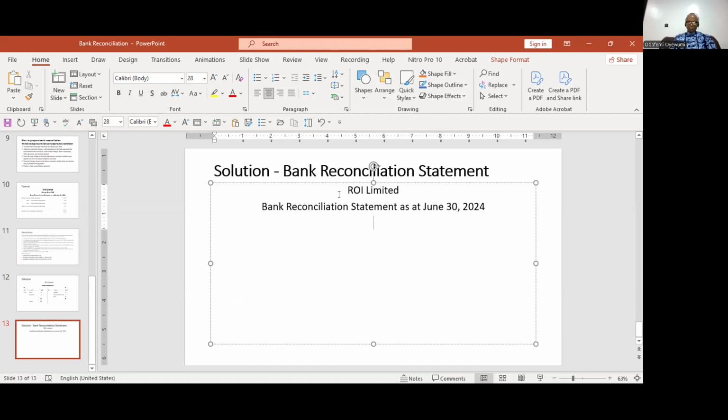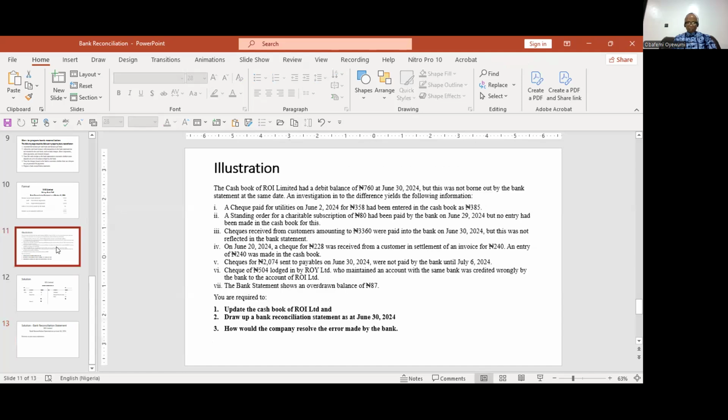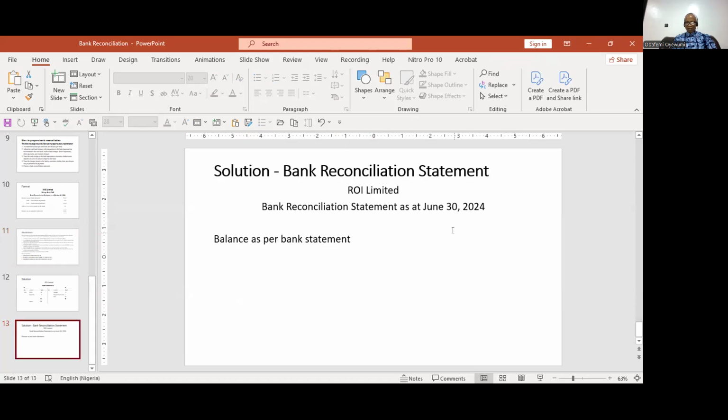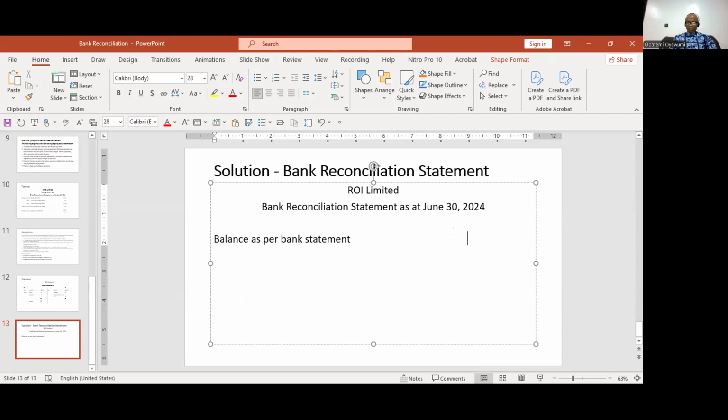So let's go and look at what we have to do. Balance as per bank statement. How much do we have? Let's go to our question. Balance as per bank statement, overdrawn by 87. So let's come here and put 87 there. If you remember, it must be in negative.